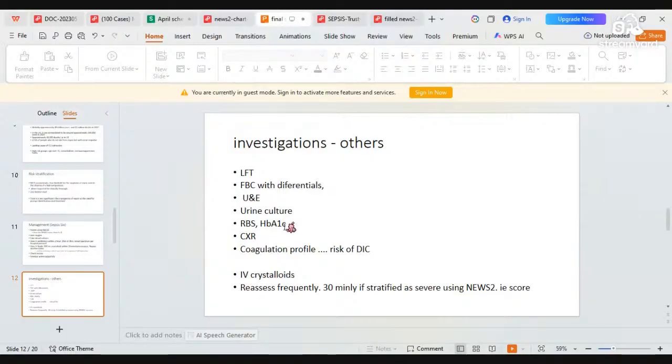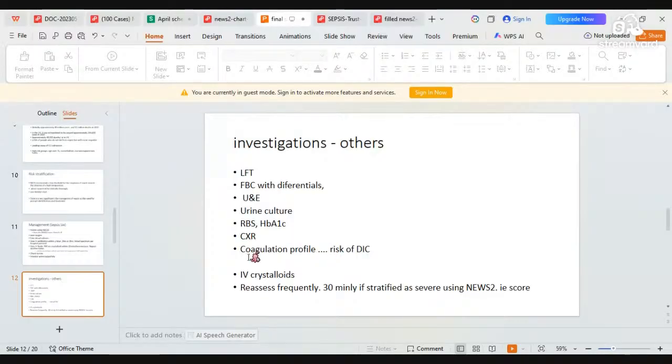So another thing you want to do for this patient is a coagulation profile, also because of the risk of DIC. You want to consider a chest x-ray in this patient, because this patient is elderly. She's 70 years old, and sometimes they could have pneumonia as the cause of their sepsis, and not even have the typical cough and all that we would expect. Sometimes it could be atypical, right?